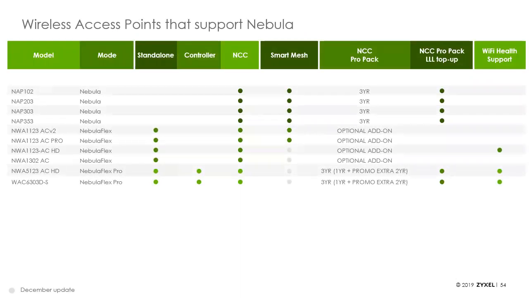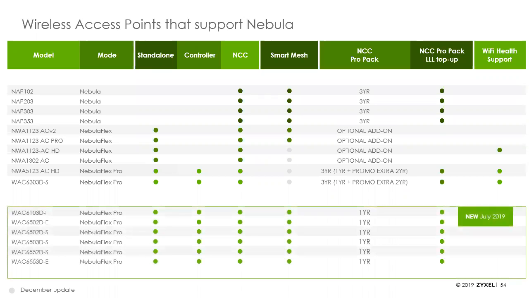Then on our access points, it's a little bit more confusing because we've got dedicated NAP series Nebula-only access points. We have Nebula Flex, we have Nebula Flex Pro. So this is just showing here as a quick reference which models include the ProPack. You can see the NAP series access points all include 3 years of ProPack. We've also recently launched the WAC series with new firmware that makes those Nebula Flex Pro. So those all come with 1 year of ProPack out of the box.